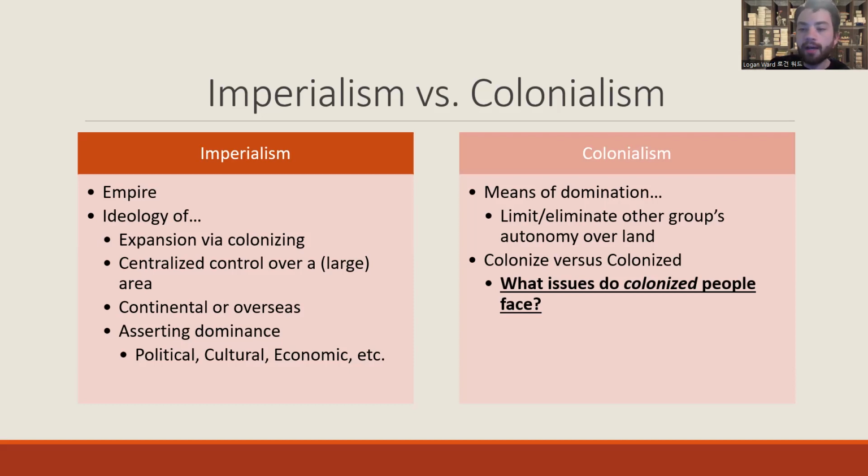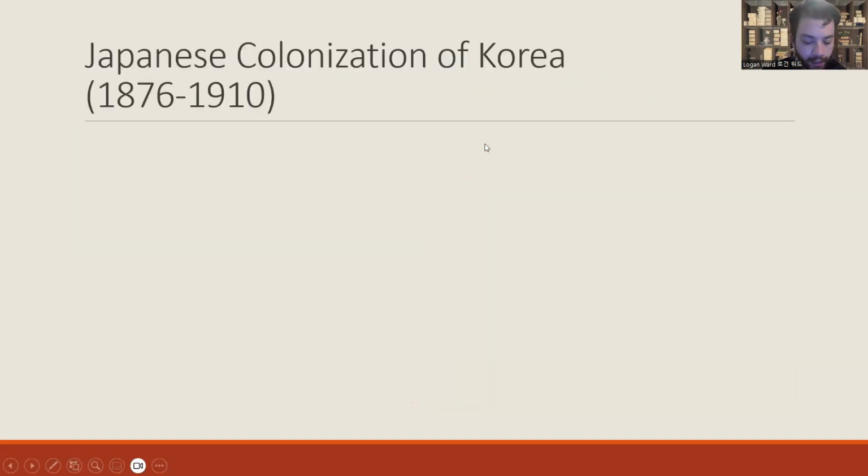I understand why that's kind of difficult to see here. But does that make more sense, Kyle? So it's kind of like they are very related, they're very interconnected, but a little bit different. And so religion is part of both of them. Good. So let's talk about the Japanese colonization of Korea.